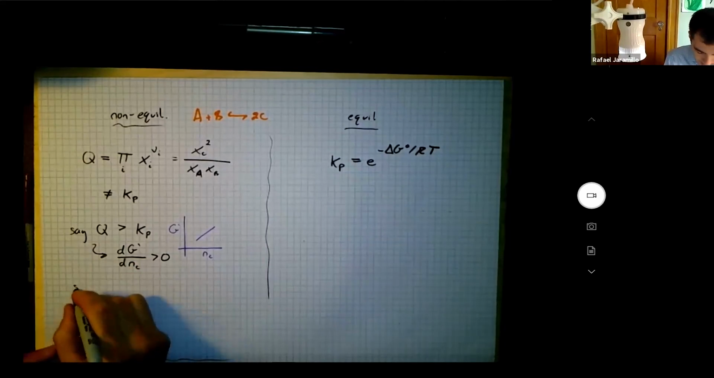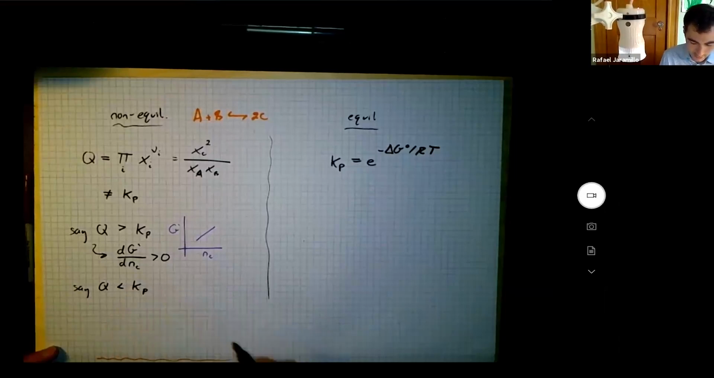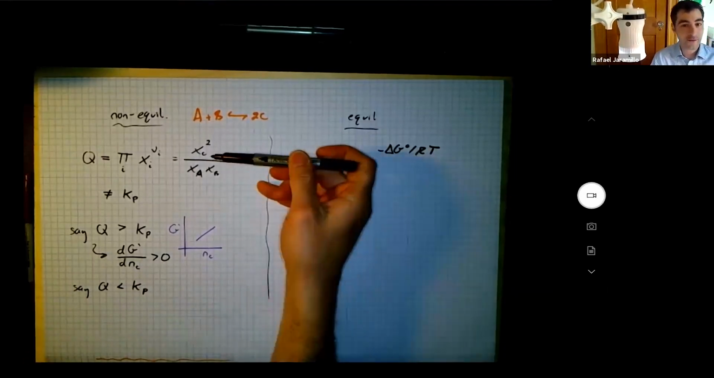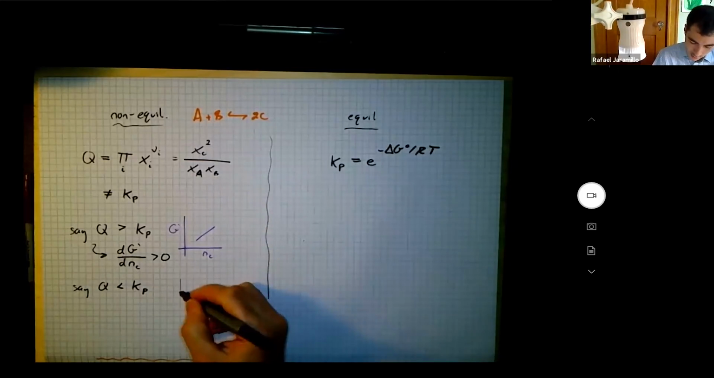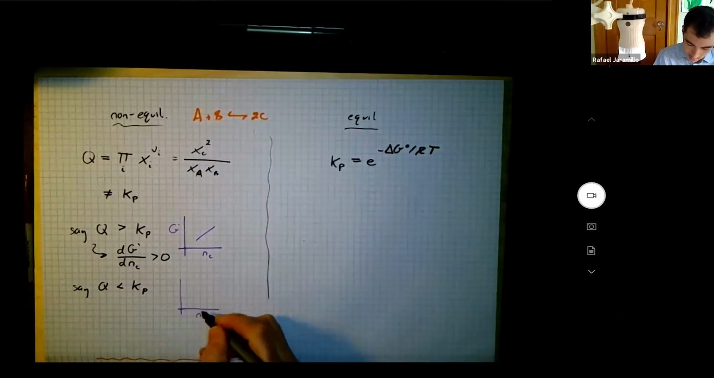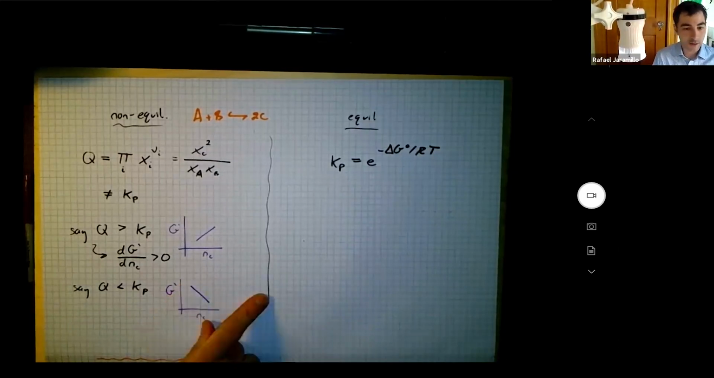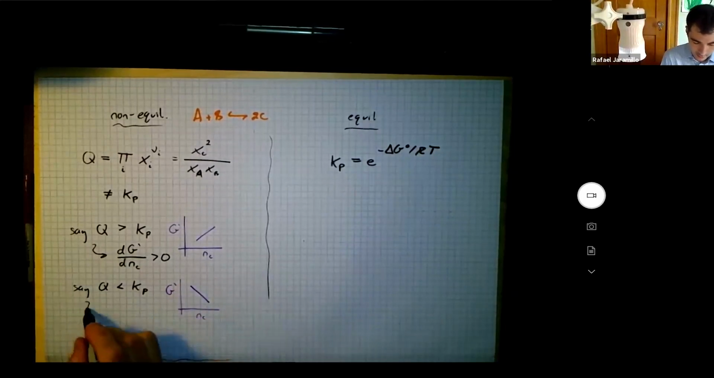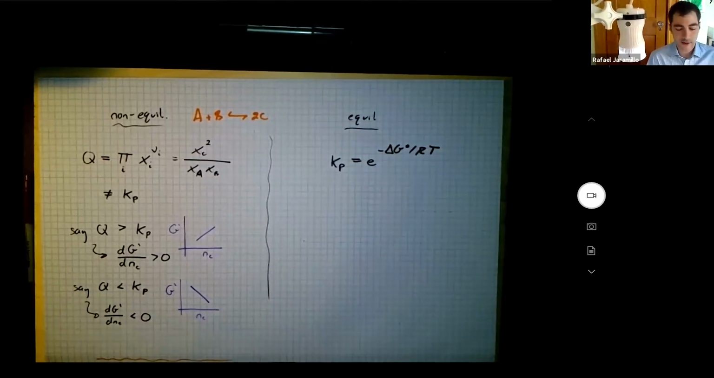On the contrary, let's say Q is less than K of P. It's going to be the opposite. This is a case where there's not enough numerator, there's too much denominator, right? The quotient is small, smaller than equilibrium. So this is a case where you're going to decrease Gibbs energy by going to the right. dG dn of C less than 0, and the reaction will drive to the right.